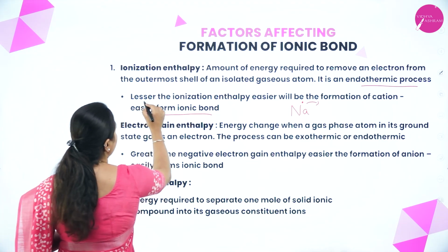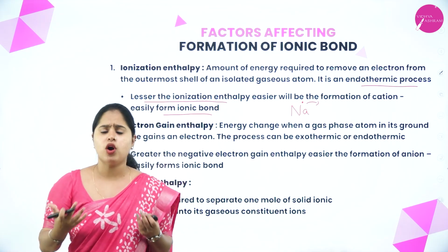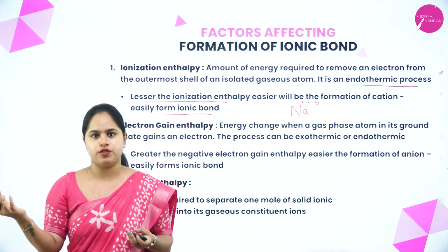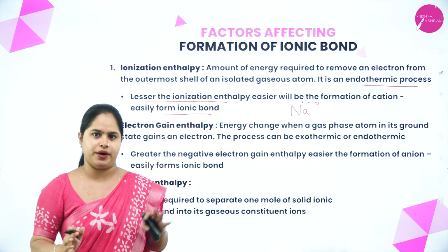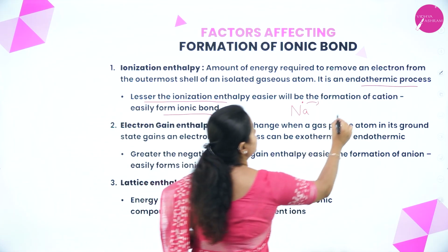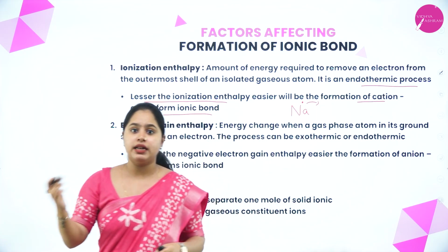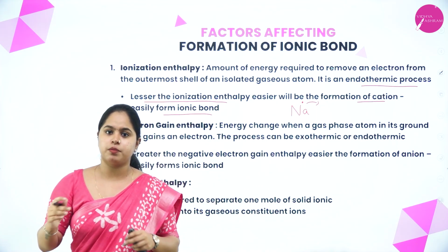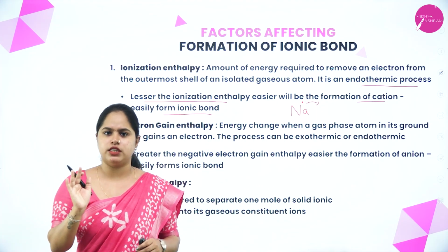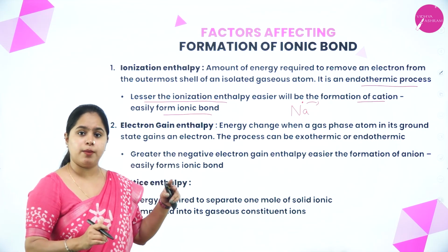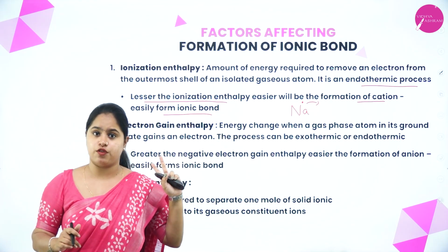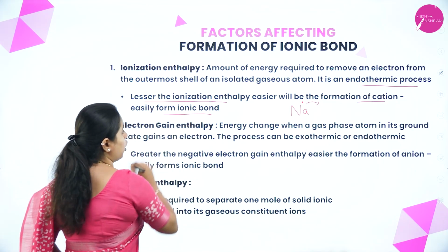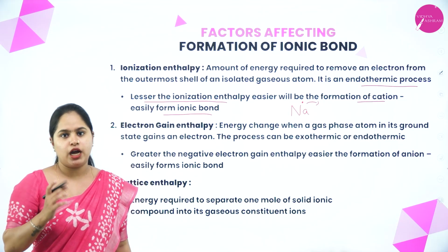So lesser ionization enthalpy means it is easy to remove the electron, and not much energy is required. So that means the cation can be easily formed. Na plus can be easily formed because only a small amount of energy is required. And if the cation is easily formed, the ionic bond can also be easily formed. I hope it is clear.